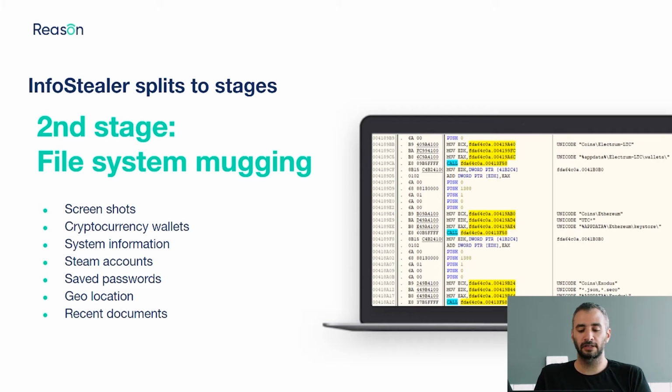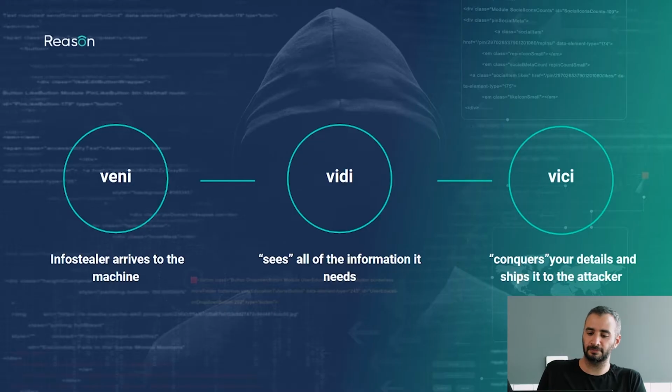So as we see right here, we can understand what exactly an InfoStealer is and what it goes after. We saw it was split into browsers and also the file system, but let's really understand exactly how it operates and what the key differences are between an InfoStealer and a RAT.